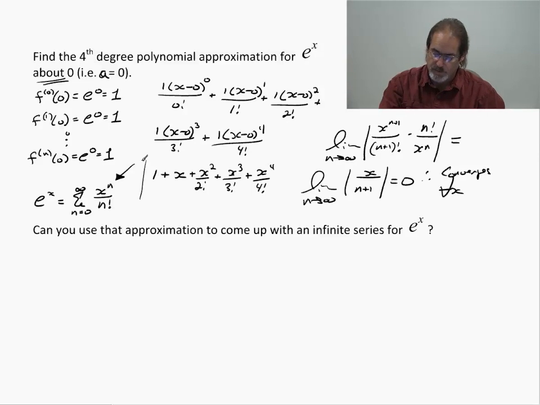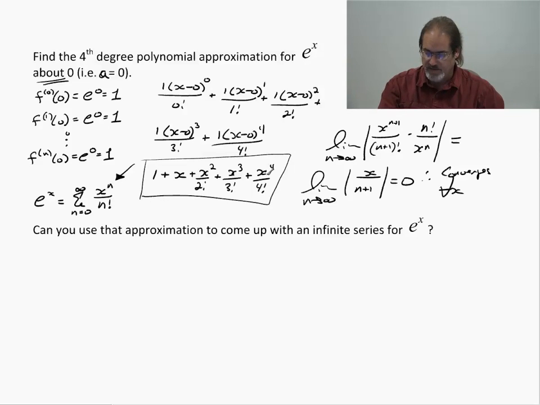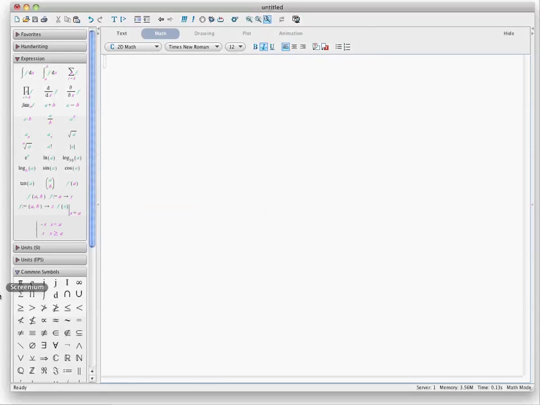So here's my fourth degree polynomial approximation for e to the x. And then if I keep going beyond that and go out to infinity, I get this infinite series, which I'm suggesting is in fact exactly equal to e to the x. And I now know that it converges for all x. Well, let's do this real quick. Let's jump to Maple and do a couple of quick graphs here and see what we got.